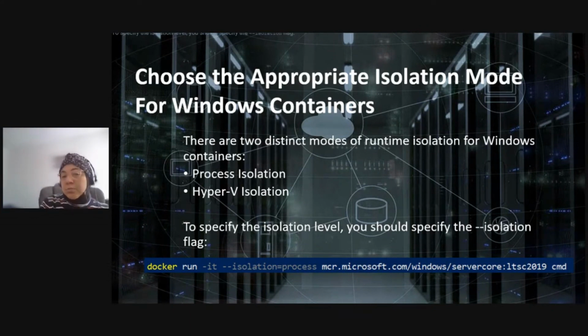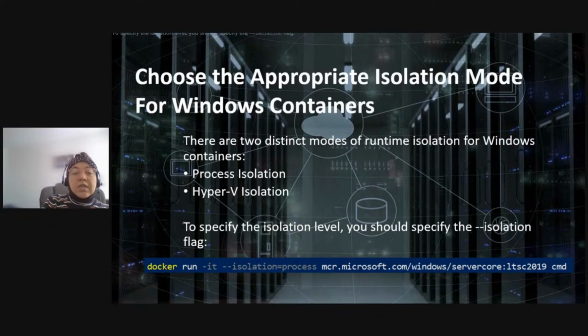Most developers prefer the first one, process isolation, when developing locally, because it typically consumes fewer hardware resources than Hyper-V isolation. Otherwise, developers must account for the additional hardware needed while running the container in Hyper-V mode.